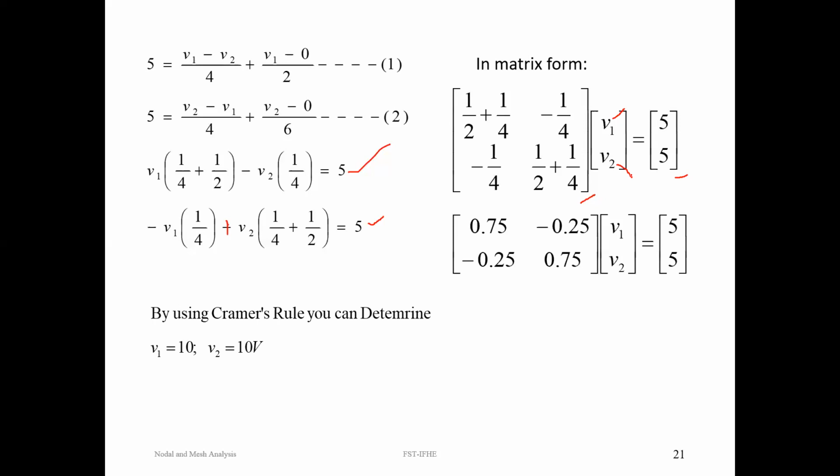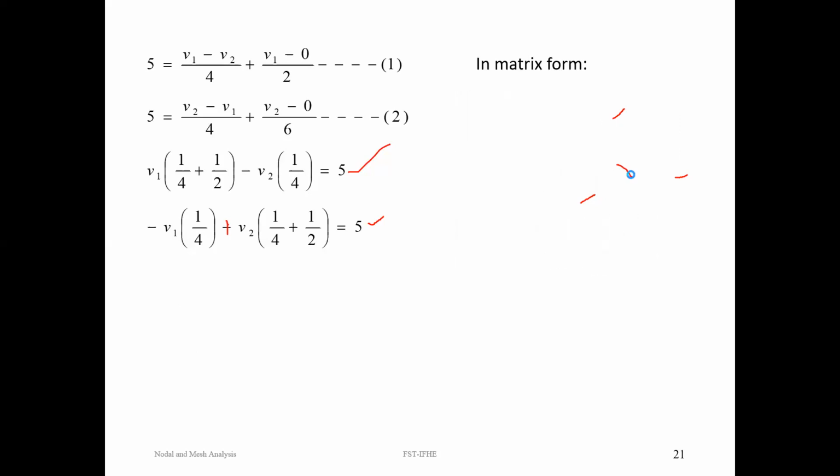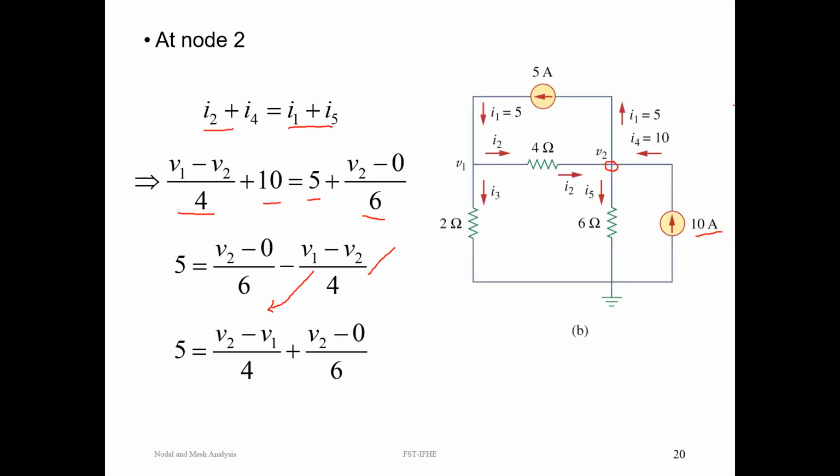Once we know V1 and V2, we can easily find the current through different branches. What is I3? V1 minus 0 by 2. What is I2, the current flowing through 4 ohms? V1 minus V2 by 4 ohms. What is the current through 6 ohms? V2 minus 0 by 6 ohms. Similarly, the voltage across this is V2, the voltage across this is V1, and the voltage across 4 ohms is V1 minus V2. Thereby, we can find the current through any branch in a circuit as well as the voltage across any branch in a circuit.